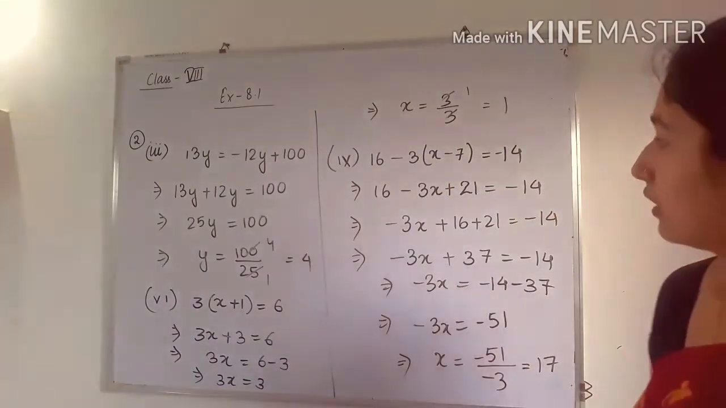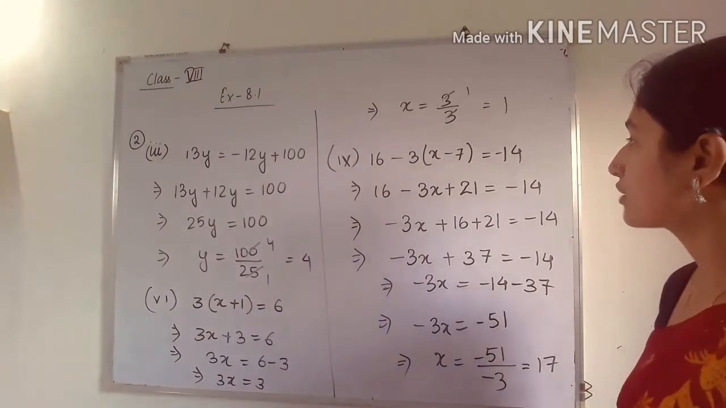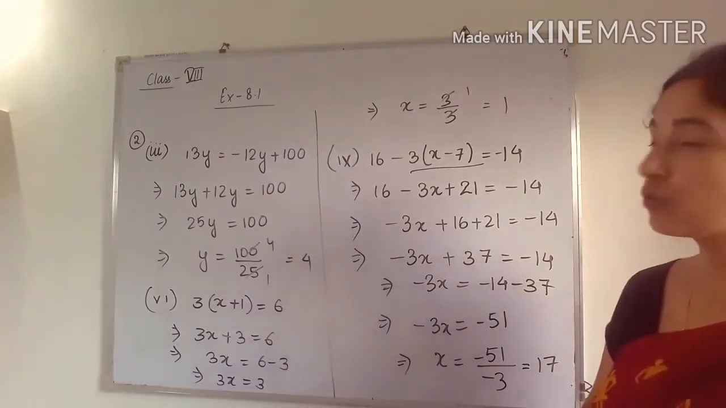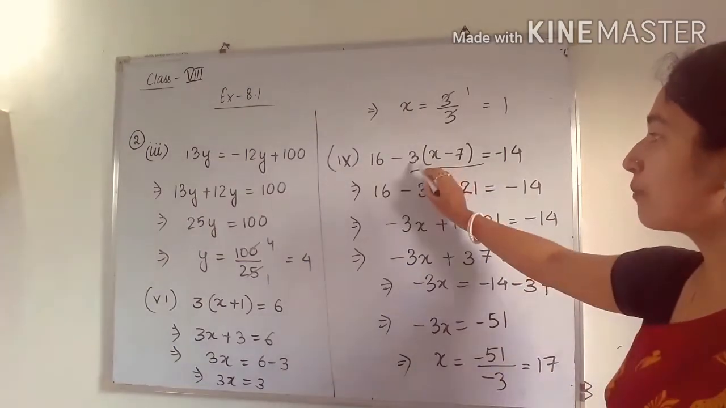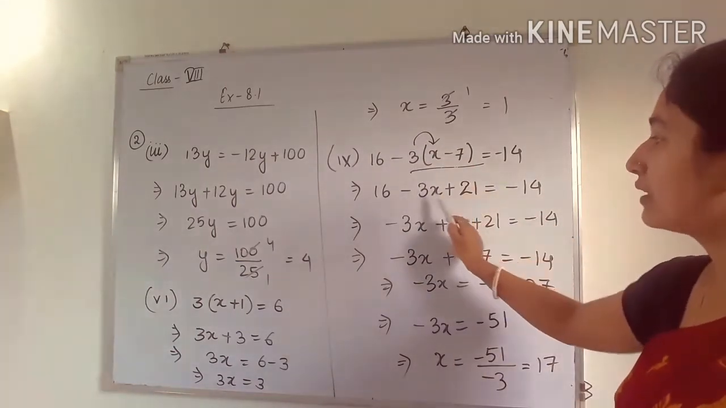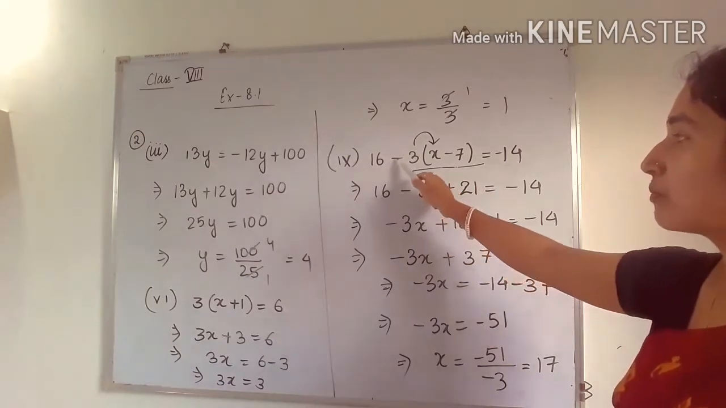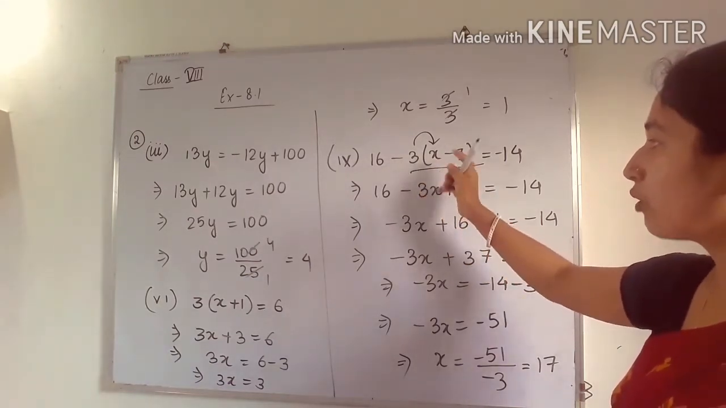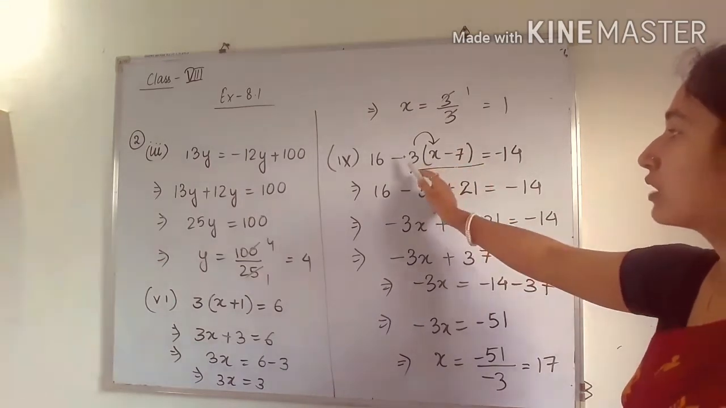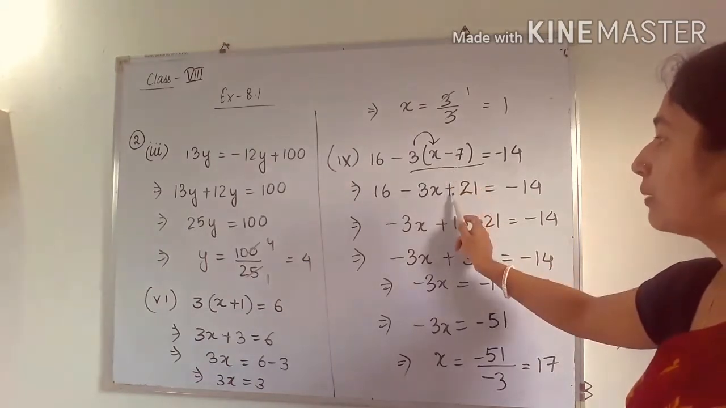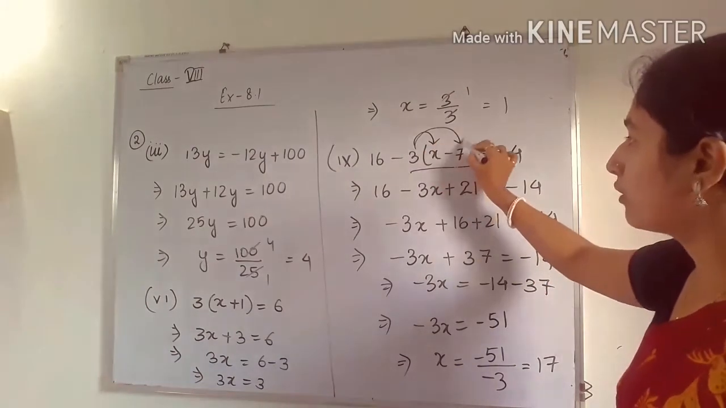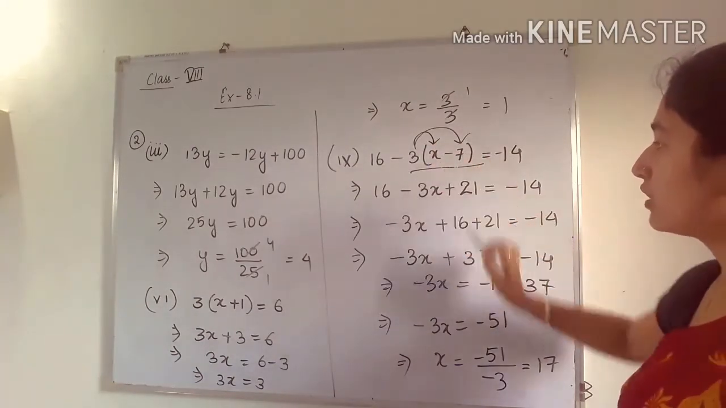Next, see number 9. So 16 minus 3 bracket x minus 7. So now first of all you have to solve the bracket. We know that according to the BODMAS rule, we have to solve the bracket first. So this will be minus 3 into x. You have to apply the distributive property of multiplication. So this will be minus 3x, and already we know that if a minus symbol is there and you are removing the bracket, then all the symbols will get changed. Okay, here it is plus, it will be minus now. Then here it is minus, okay, it will be plus, because minus will be plus, and 3 into 7 will be what? 21. Okay, so first of all we are multiplying with x and then with 7.